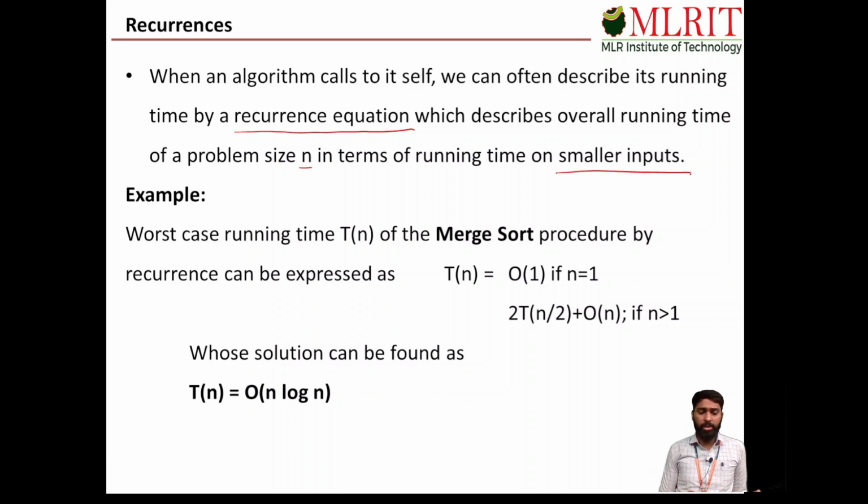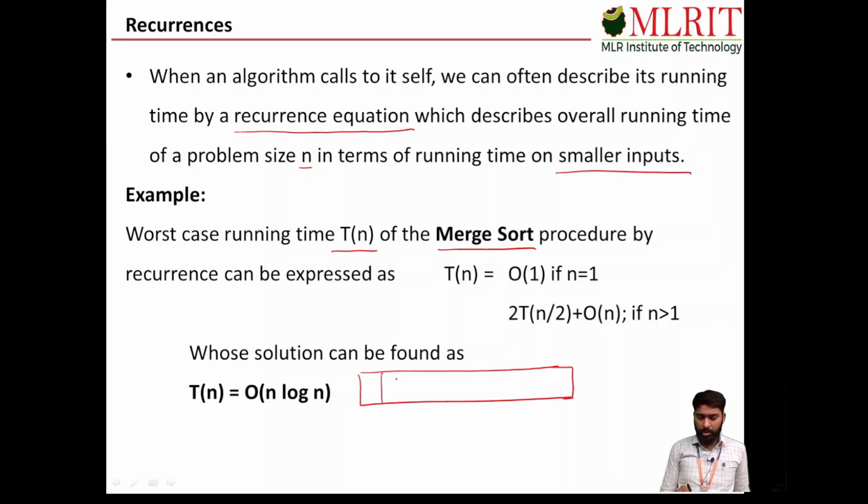The worst case running time T of n of merge sort can be expressed by a recurrence as T of n equals big O of 1 if n equals 1. Otherwise 2T of n by 2 plus big O of n if n is greater than 1. What is it? This is the merge sort technique. In future classes we will discuss merge sort in detail.